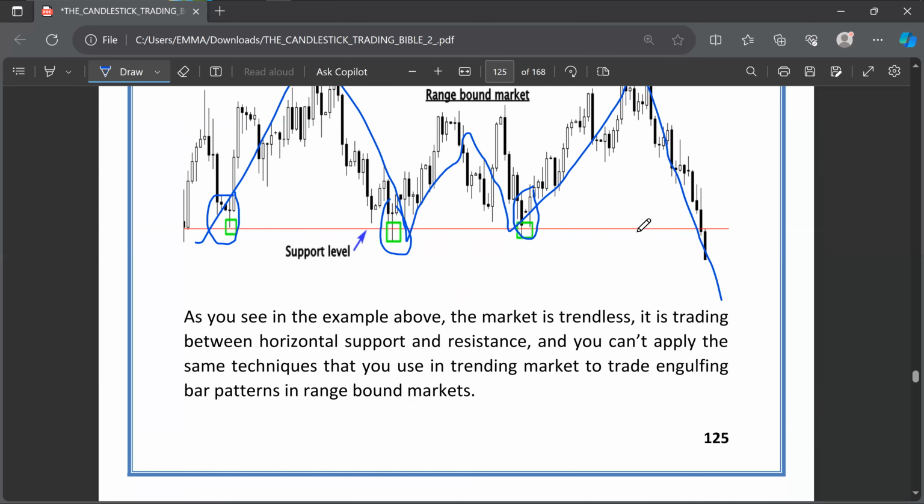Now, as you can see in the example above, the market is trendless, meaning it's not trending. It is trading between horizontal support and resistance. And you can't apply the same techniques that you use in trending markets to trade engulfing bar patterns in range bound markets. That is it.